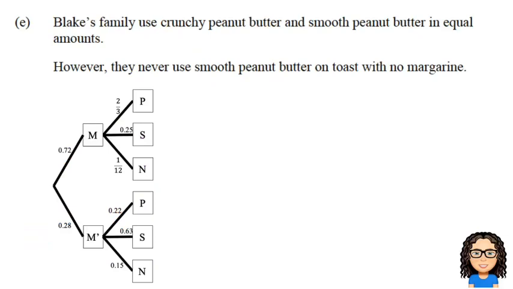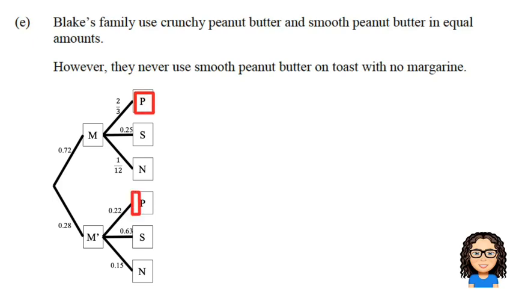So here's the question. Blake's family use crunchy and smooth peanut butter in equal amounts. However, they never use smooth peanut butter on toast with no margarine. Okay, so we've got to extend our table. It's the first thought that comes to mind: I'm going to start with peanut butter.